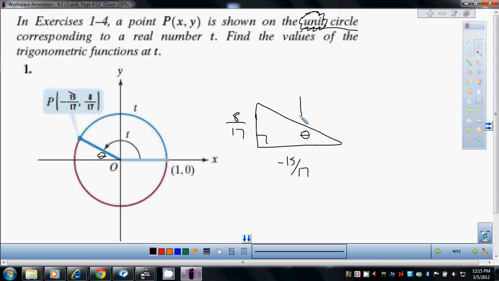Sine, opposite over hypotenuse, 8 over 17. You don't actually have to do it trig-wise if it's on the unit circle. This is still sine. This is still cosine. So later, you don't have to draw the triangle. You can, but you're going to get the same thing. What's cosine of theta? Adjacent over hypotenuse. Negative 15 over 17, which was already in the x position.